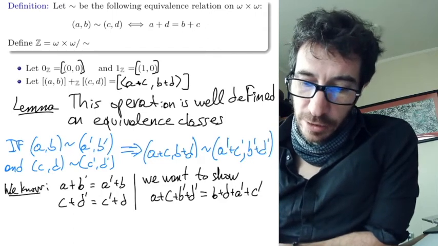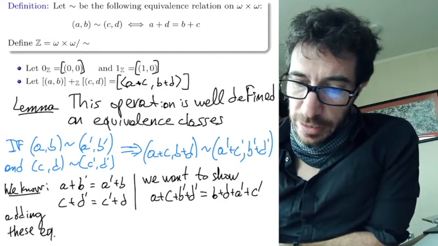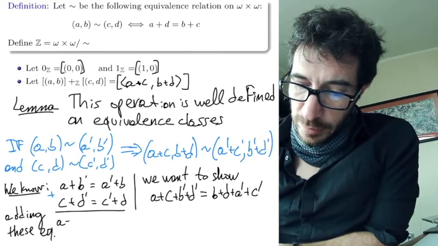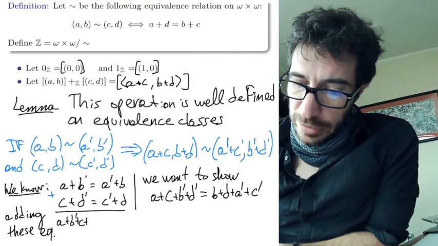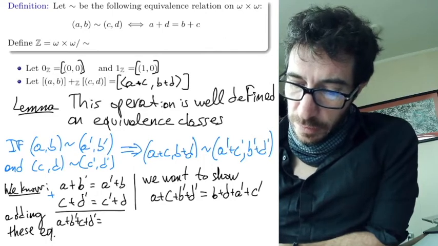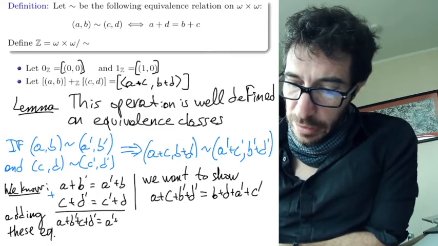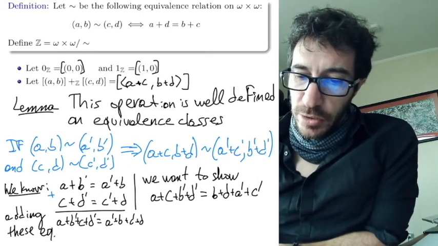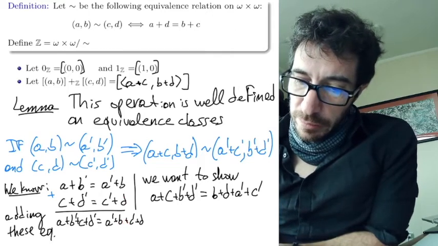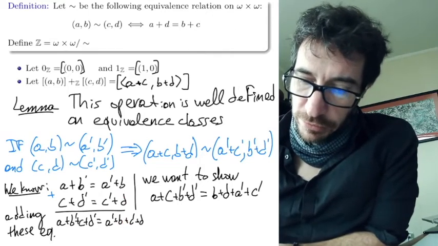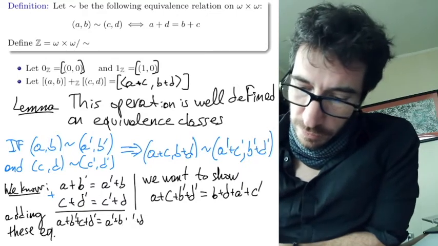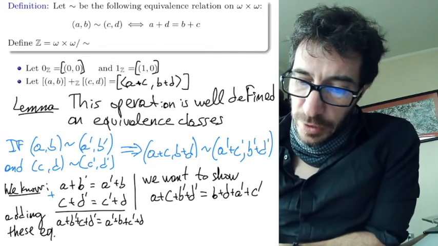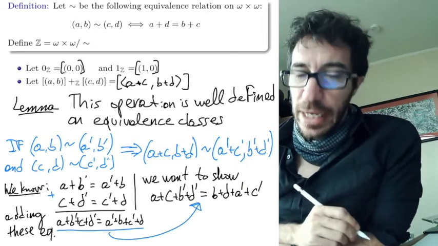Do we get that? Yeah, so adding these equations right here, if we add these two equations, we get exactly what we want, right? We get A plus B prime plus C plus D prime equals A prime plus B plus C prime plus D. I just added these two right here. And now we see that this thing that we got is exactly what we want arranged in the terms.